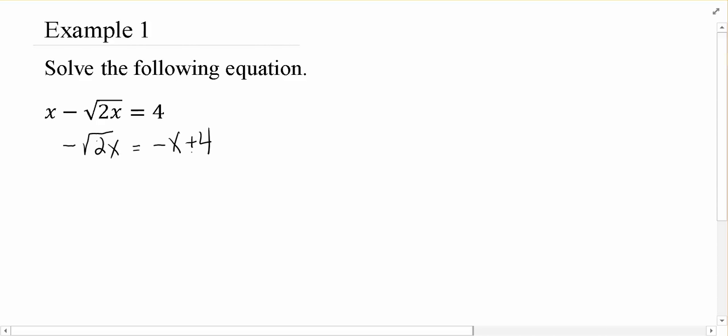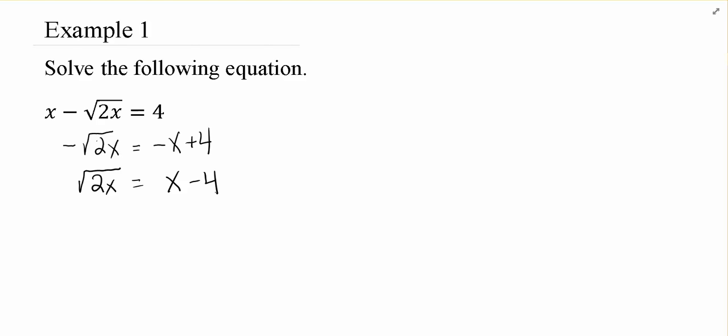And then I'd multiply both sides by -1, making sure to distribute the negative on that right-hand side. So now that I have this square root by itself, I can go ahead and square both sides.